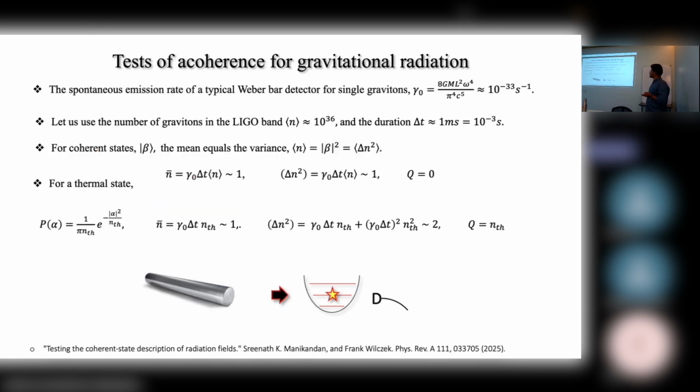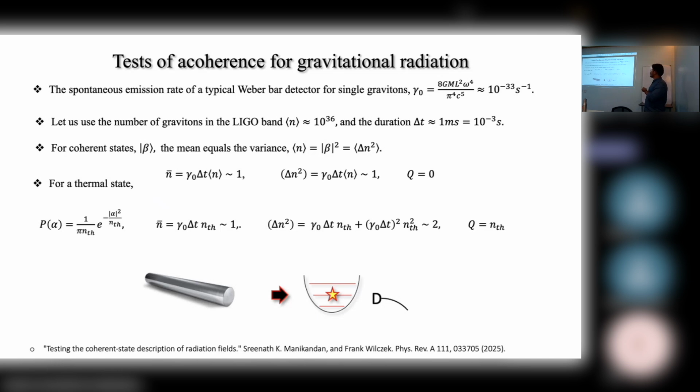The small spontaneous emission rate is essentially compensated by the large influx of gravitons. And then one can also compute, let's say for different quantum mechanical states, what the noise looks like. By heuristically doing the same calculation, we see that if the field is in a coherent state, the noise will also be of order 1.